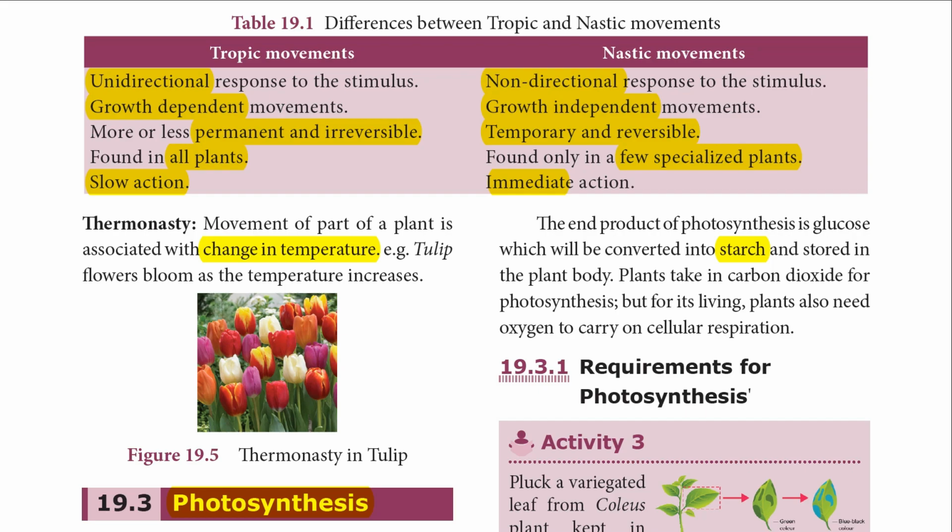Tropic movements are more or less permanent and irreversible, whereas nastic movements are temporary and reversible. It can be reversed. Example, Mimosa pudica plant, after leaving it for a few hours untouched, 1 or 2 hours, the leaves of the plant will come back to their original position. And these tropic movements are found in all the plants, whereas the nastic movements are seen only in a few specialized plants. Tropic movements are slow in action, whereas nastic movements are immediate in action.